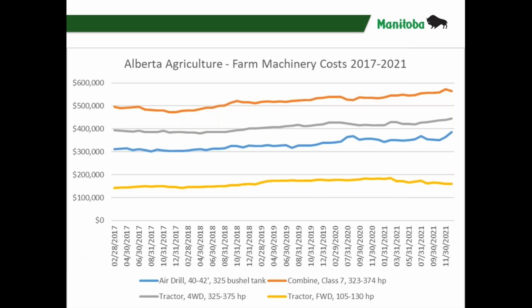This is from Alberta Agriculture on farm equipment prices, from combine at the top to four-wheel drive tractor in the gray bar. The blue one's an air drill, and the bottom line is front-wheel drive tractor. Again, surprised to no one that we still see this steady appreciation of costs.